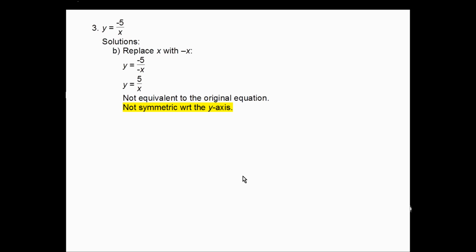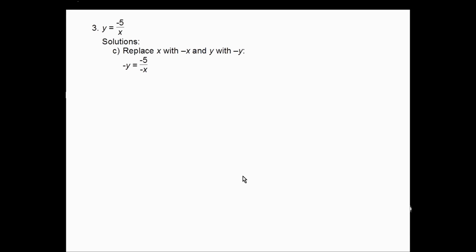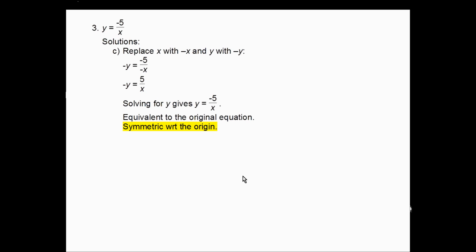Okay, so let's go through the test for symmetry with respect to the origin. Now I'm going to replace x with negative x and y with negative y. So I'm going to have negative y equals negative 5 over negative x. Okay, on the right-hand side, negative over negative is positive, so I have negative y equals 5 over x. Now again, to make it look like y equals, I'll multiply both sides by negative 1. So I'll end up with y equals negative 5 over x, which is equivalent to the original equation. So that means I do have symmetry with respect to the origin.